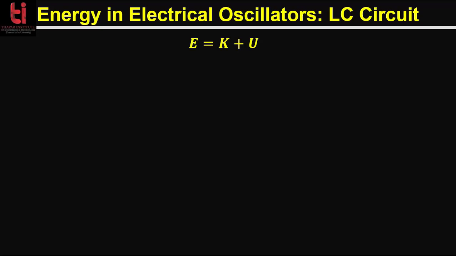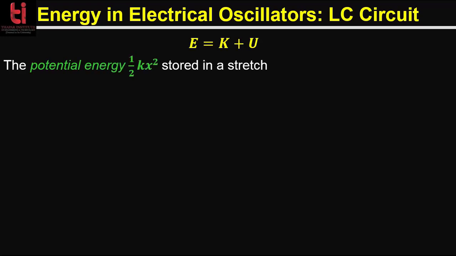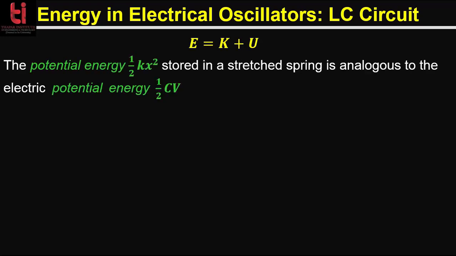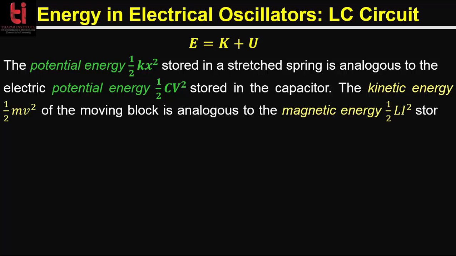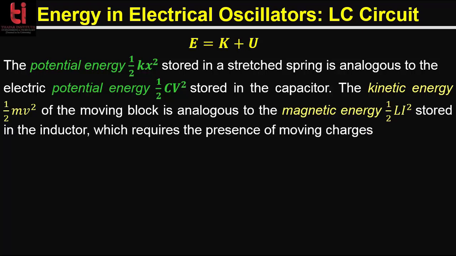Now, if we want to know the energy in this electrical oscillator, that is in this LC circuit, you know that for a mechanical system, that is for the pendulum or a spring-mass system, the total energy is equal to kinetic energy plus potential energy. The potential energy, half kx squared stored in a stretched spring, is analogous to the electric potential energy, half CV squared stored in the capacitor. The kinetic energy, half mv squared of the moving block, is analogous to the magnetic energy, half LI squared stored in the inductor. And this actually requires the presence of moving charges.